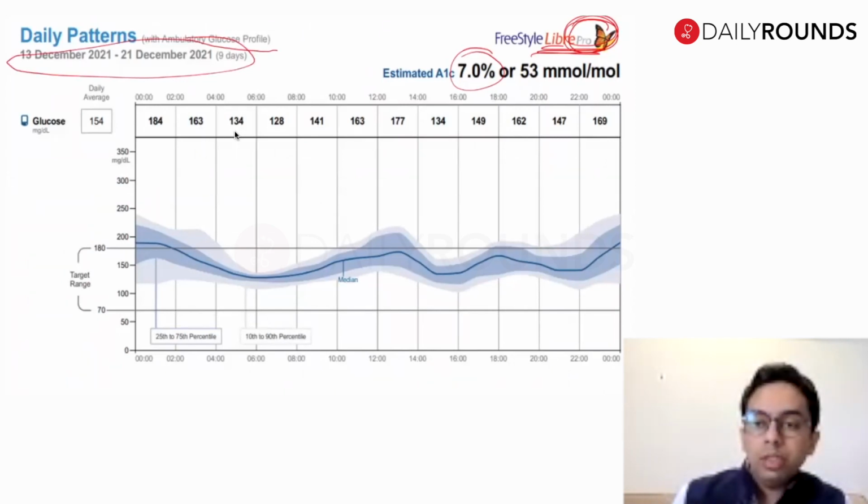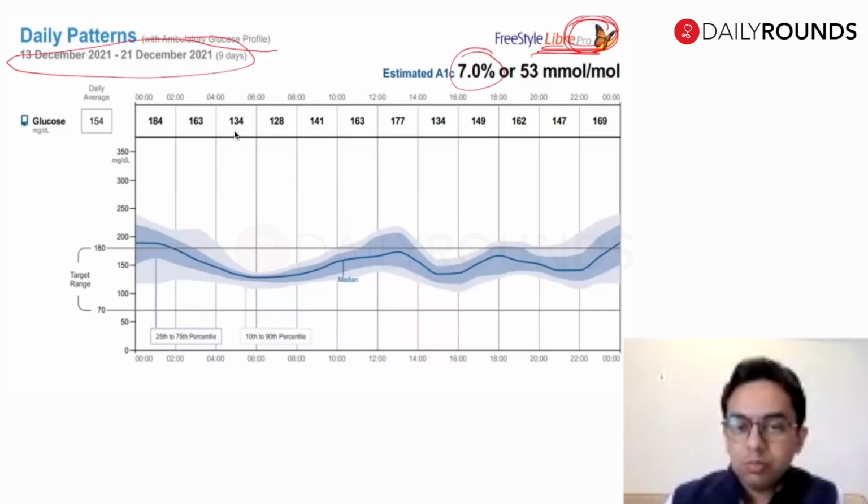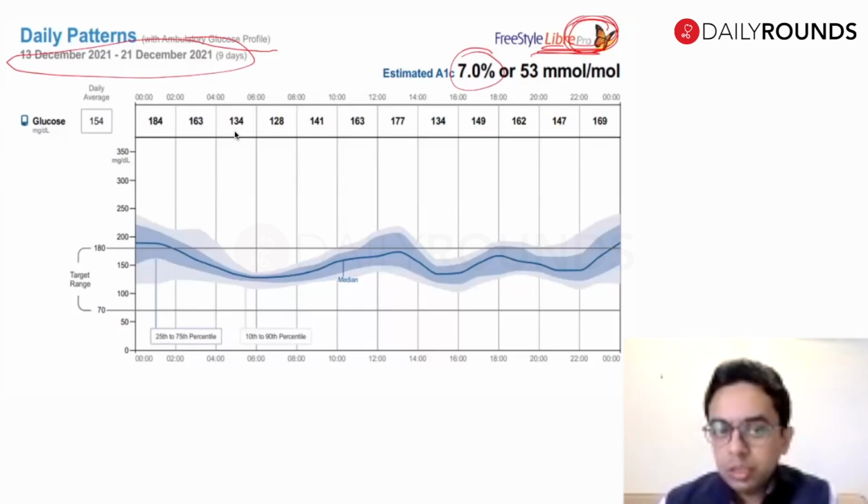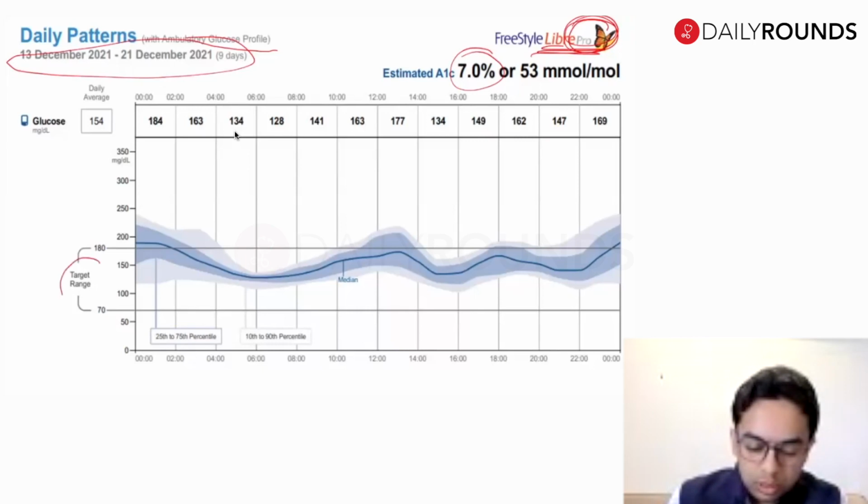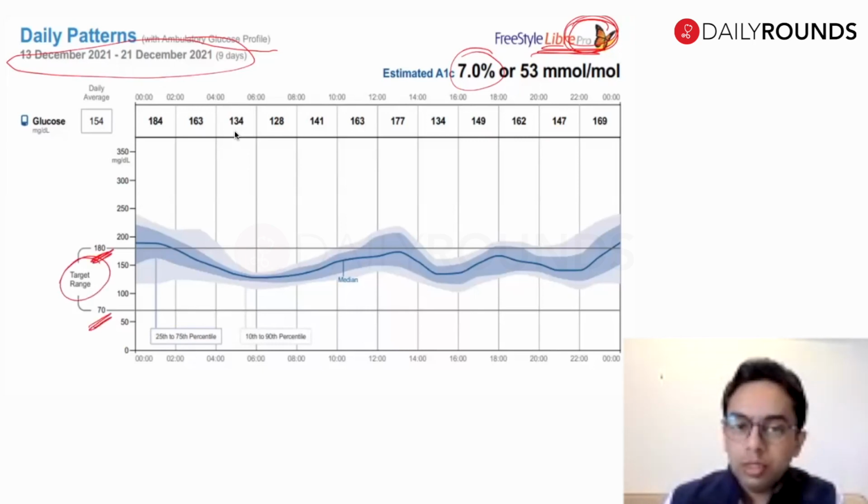The graph is not that widened. So this means that this patient is much easier to manage. Also, you will see here that the target range I have put is 70 to 180. Here you can put anything, whatever you want, but it will not go below 70. It will not go beyond 180. So you can put like 80 to 140, 100 to 140, 70 to 140, but you cannot go beyond 180.